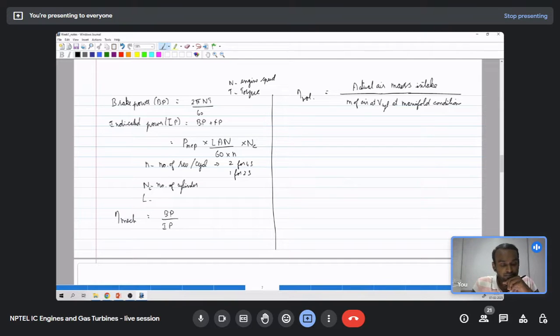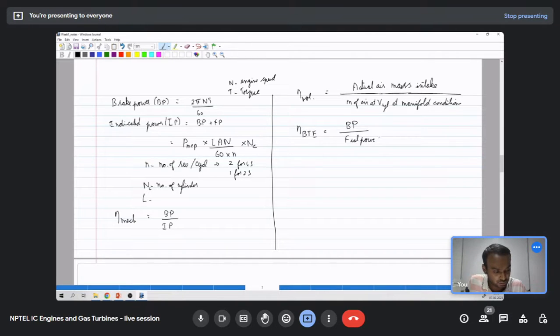So if the opening of the poppet valve is very low, or if there are only 2 valves per cylinder, like only 1 intake and 1 exhaust compared to 4 valves per cylinder, the volumetric efficiency will be low. And there are some other techniques by which the volumetric efficiency can be increased, which you might be seeing later in the course. Then we have brake thermal efficiency, which is brake power by fuel power.